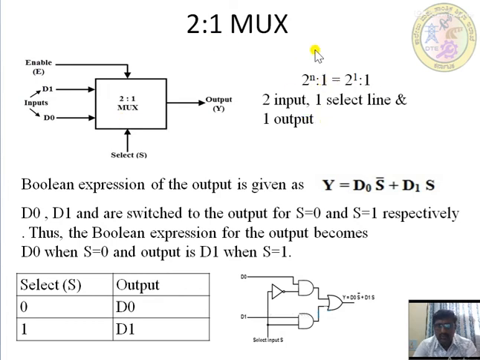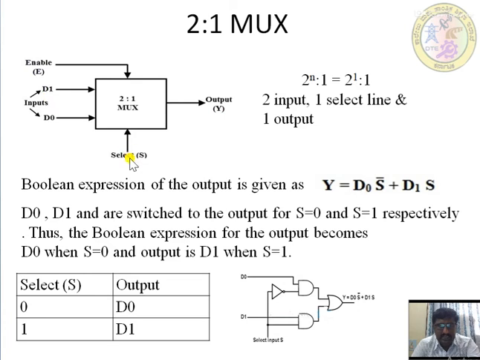2:1 means 2 raised to 1 is to 1, where 1 is the 2 raised to 2 inputs, 1 select line and 1 output. Okay, the boolean expression for the output is given as, say now, a simple one. It is having 2 inputs, okay, and sometimes it can be represented d0 or d1.